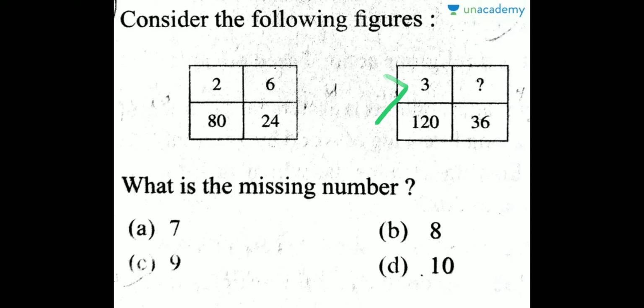Okay, so we will compare this one with this. Here 3 into 40 should be 120, and yes, it is 120 here. Okay, so we will apply the same pattern over here as well. Now 36. So 9 multiplied by 4 will be 36. So which number should come over here? It should be 9. Okay, so our answer is option C.